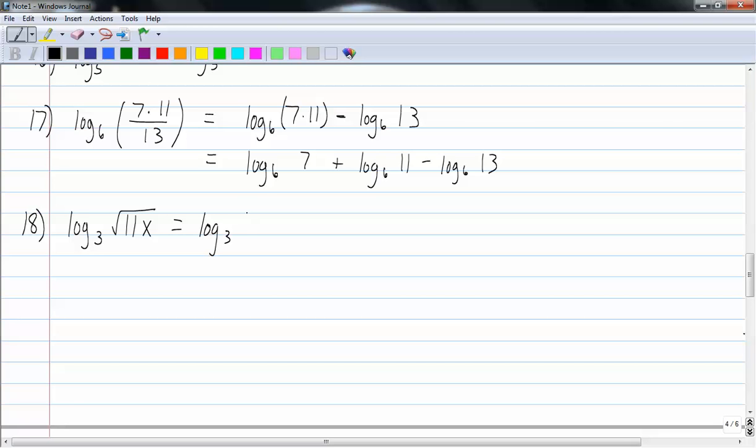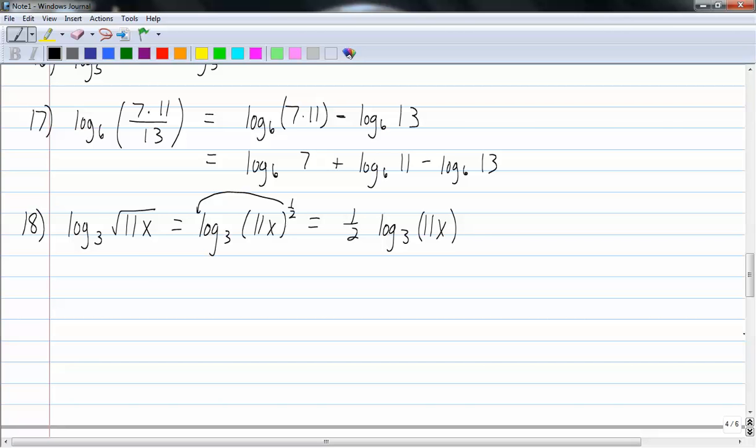square root, that is the same thing as raising something to the 1/2 power. So I have log base 3 of 11x raised to the 1/2 power. So I want to take this power first and move it. I want to apply the power rule first, because that exponent is what's holding us up from doing anything else. So we want to take that 1/2 and move it in front. So that's 1/2 times log base 3 of 11x.